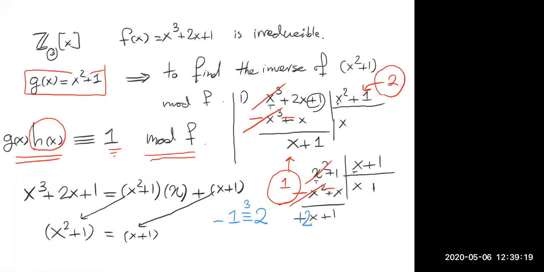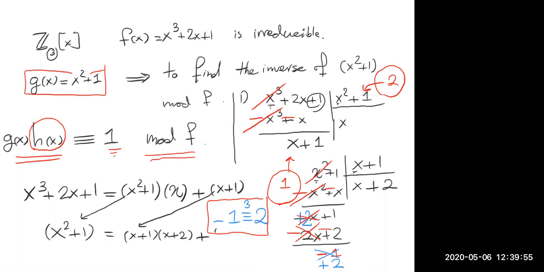Now here, if I multiply x plus 1 by 2, 2 times x gives me 2x, 2 times 1 gives me 2. If I change the signs, 2x cancels with 2x, 1 minus 2 is going to be minus 1. Again, minus 1 mod 3 is the same as 2. So rather than minus 1, I can write plus 2. So x squared plus 1 divided by x plus 1 is going to be x plus 1 times x plus 2 plus 2.